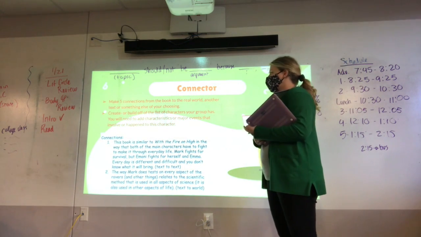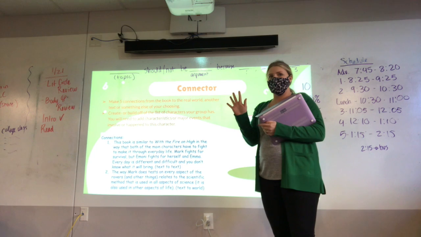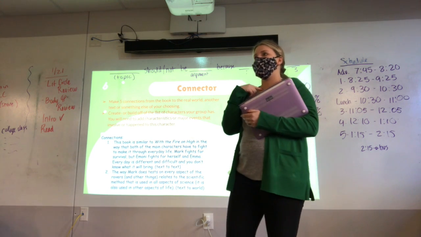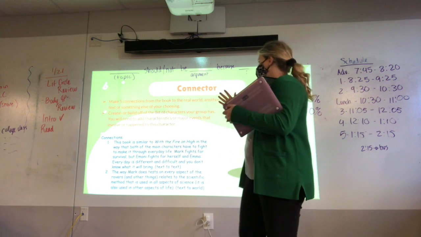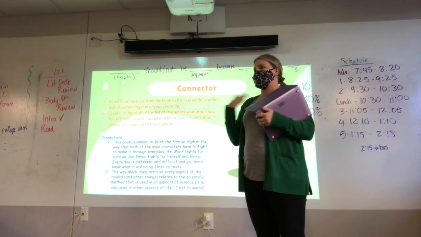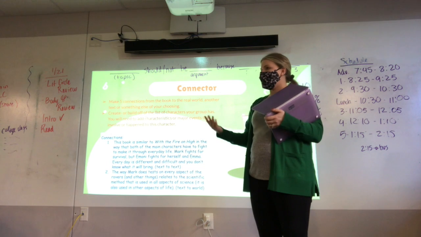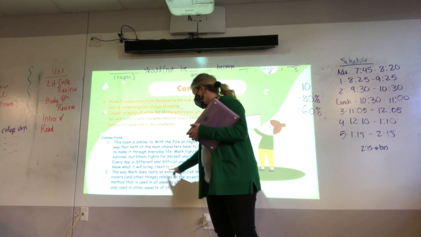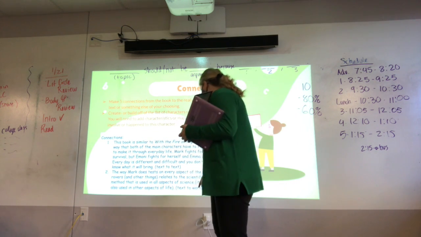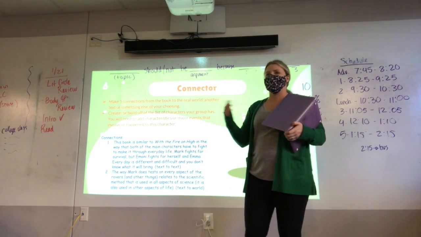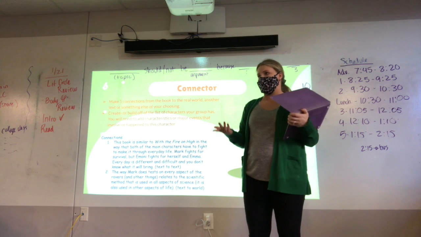The connector's job is to make 5 connections from text to text, text to world, or text to self. And it could be anything. So if I'm making a text connection to another book, at the end I'm just going to write text to text and then identify what book and why it's similar. Or for this one, it's text to world, how is it making that connection and why.